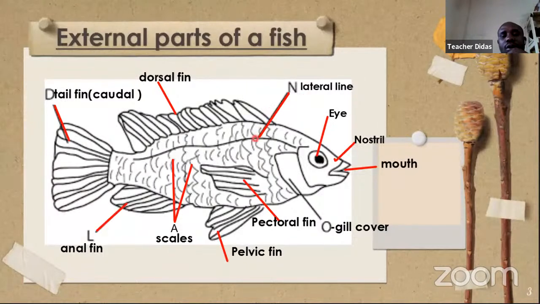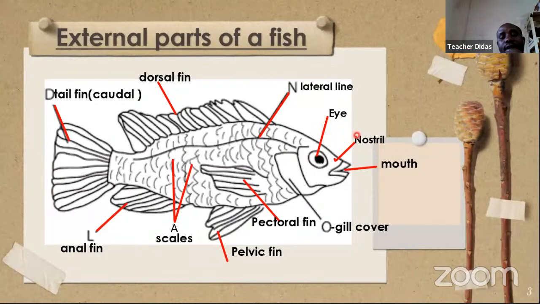Then we have also got the lateral line. It is the line which is moving from here up to the back. The lateral line senses danger. It can sense danger easily. When you go to catch it and you touch it in water, it will feel it using this line called the lateral line. This one is the eye. Of course, you all know that the eye is for seeing. So it can easily see using the eye.